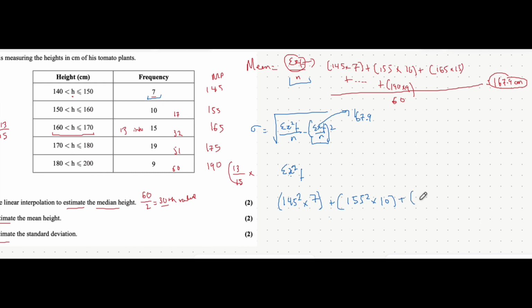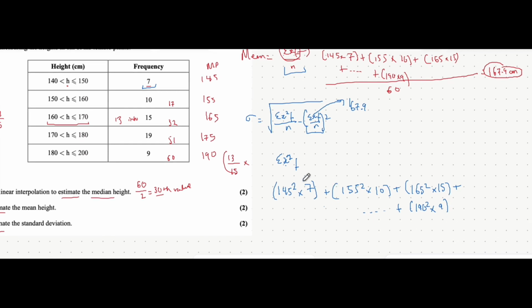Again, you add together the midpoint squared times frequency of the next interval. The midpoint of the next interval is 165. You square that and you multiply that by the frequency of 15. And again, you keep on doing that for all the rows until you reach the last row, which has a midpoint of 190. You square that, that represents x squared, and you multiply that by the frequency of that interval, which is 9. That will give you the value of sum of x squared f, which should be a very large number. So just doing on my calculator now.